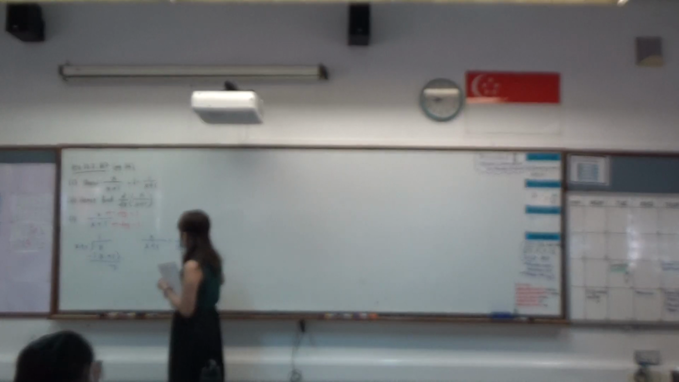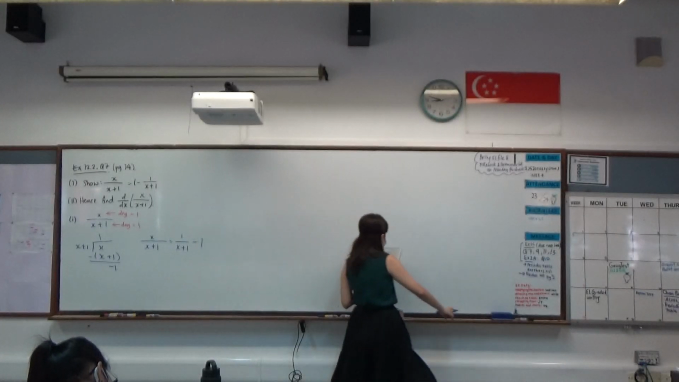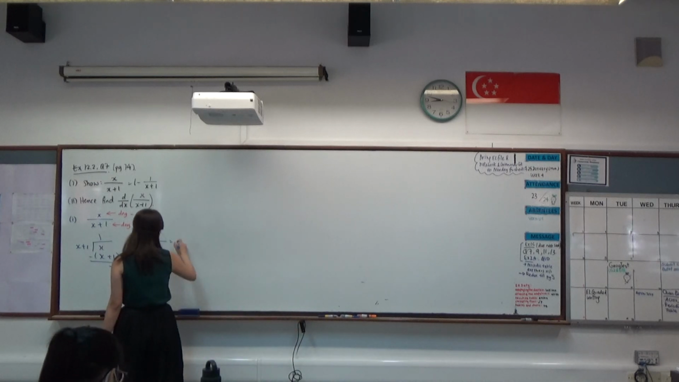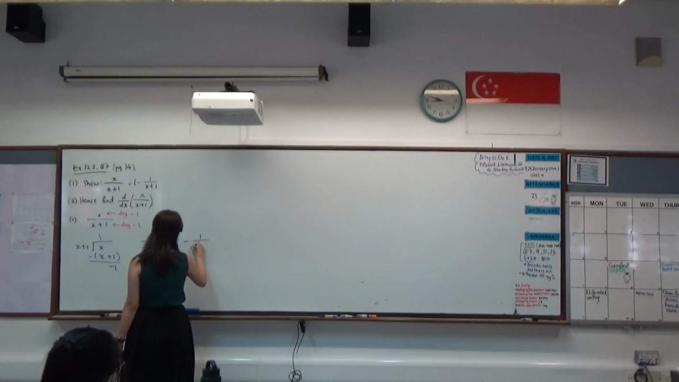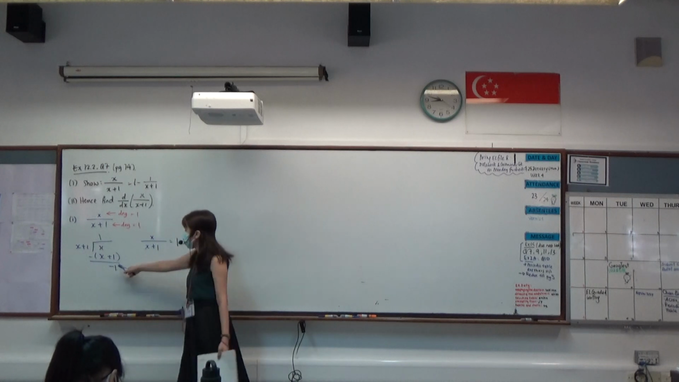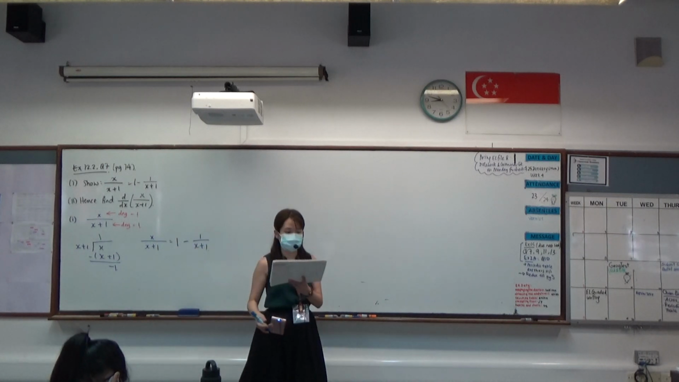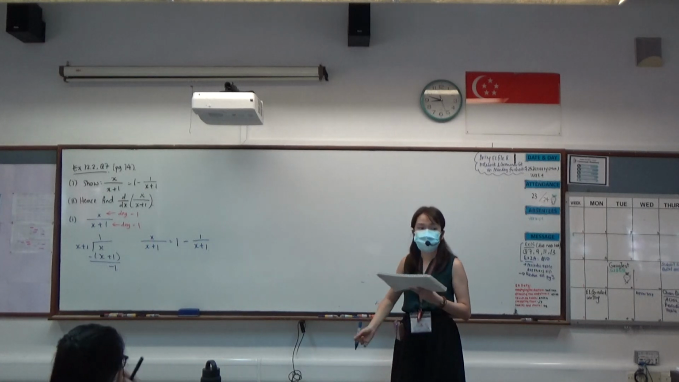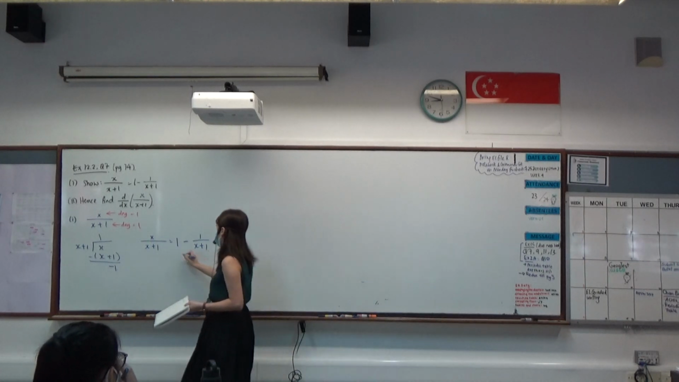So x over x plus 1 is equal to 1 minus 1 over x plus 1, the remainder on top of the denominator. Okay, so therefore, shown.